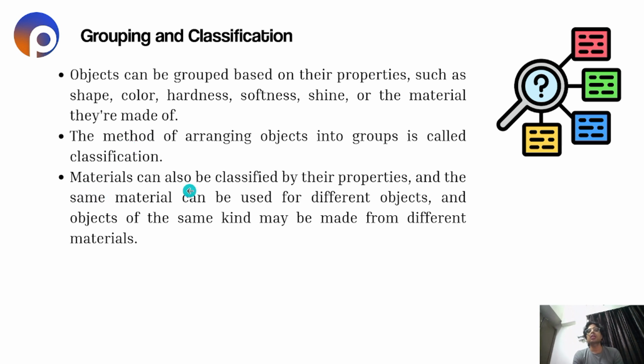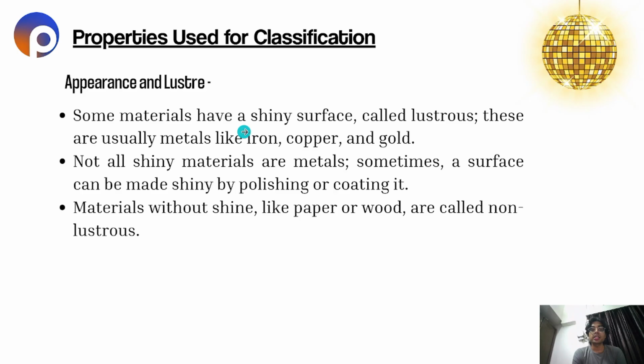Now, materials can also be classified by their properties, and the same material can be used for different objects, and objects of the same kind may be made from different materials. So materials can be classified by their properties, for example, if the materials are soft or shiny, so we can classify them by their characteristics. Okay, now, properties used for classification: appearance and luster.